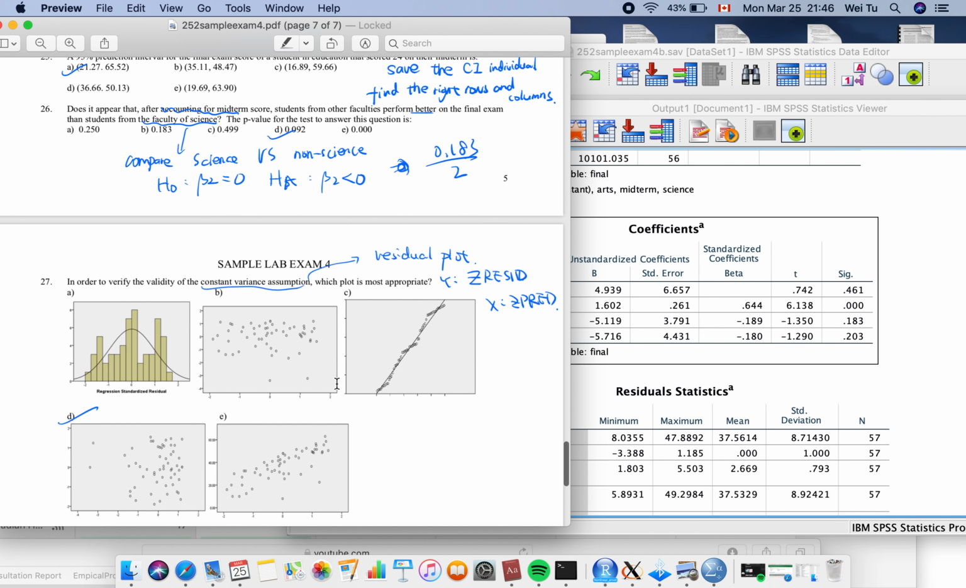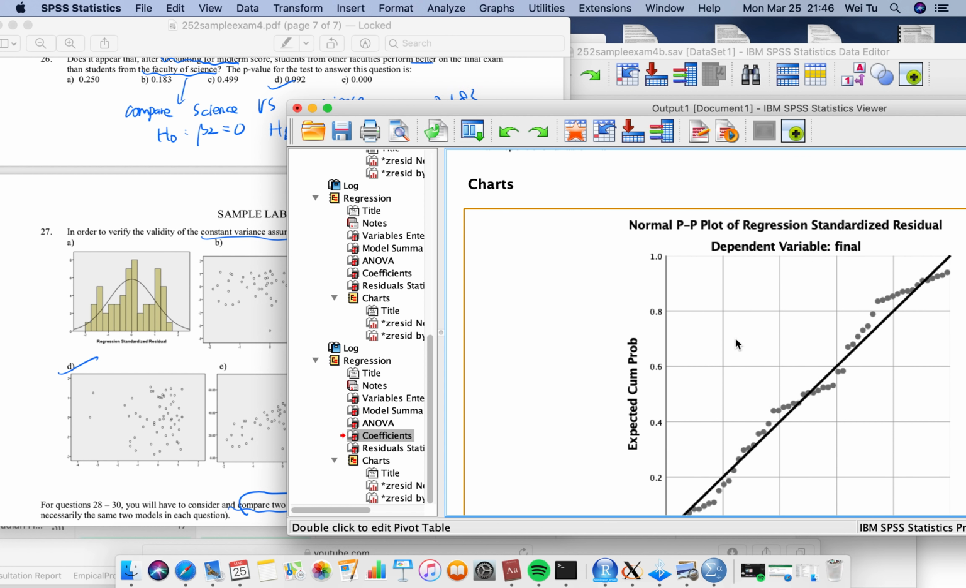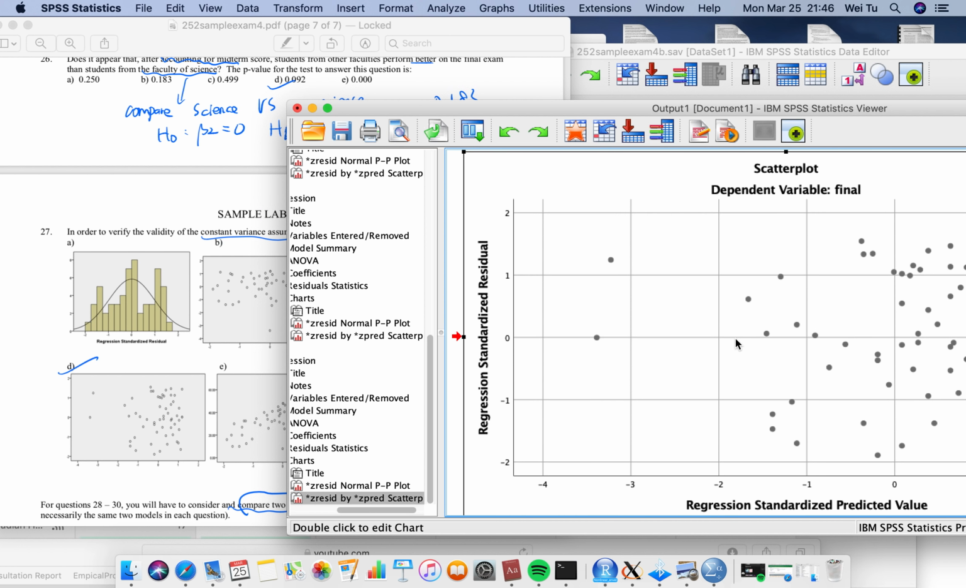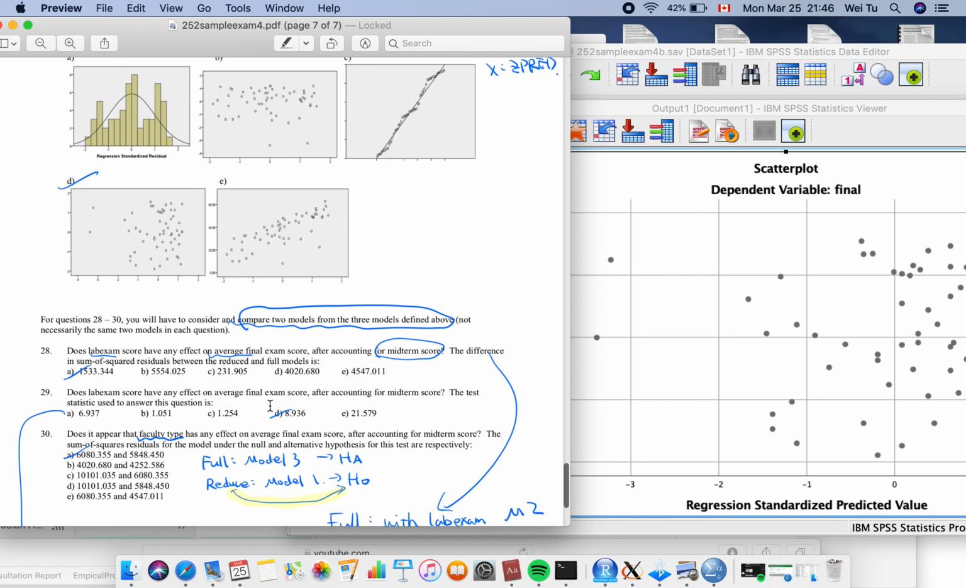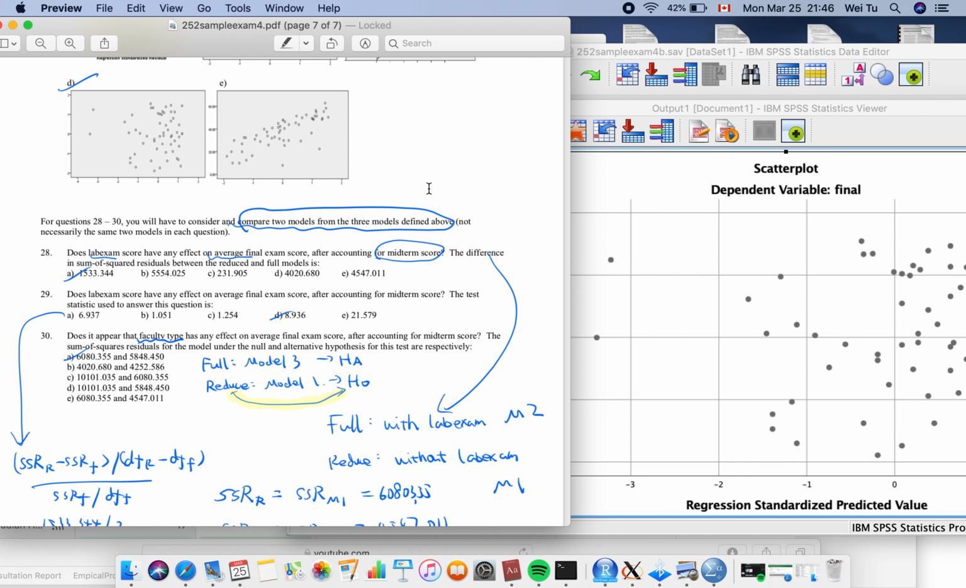Okay, that's 26. 27 asks, in order to verify equivariance, we use the residual plot. I think I have saved the residual plot, which is here, which is D. Okay, easy.